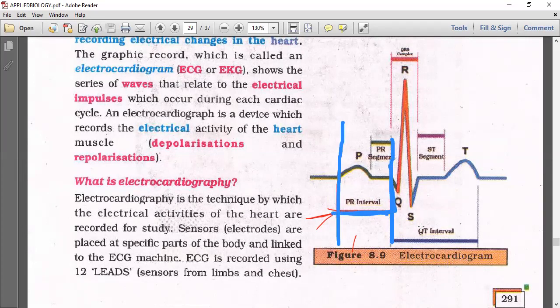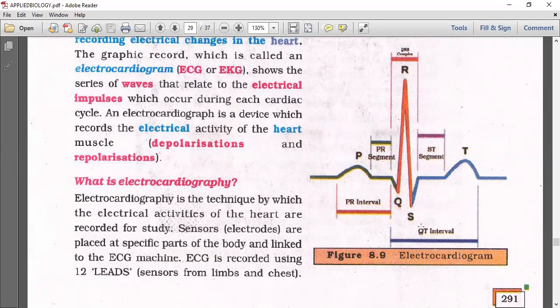And just see like me, first time when you watch in my angle, after that you will understand everything. Okay. What is PR interval? It is there from the beginning of P wave to the beginning of QRS complex, we can see. Okay, PR interval is from the beginning of P wave to the beginning of QRS complex.